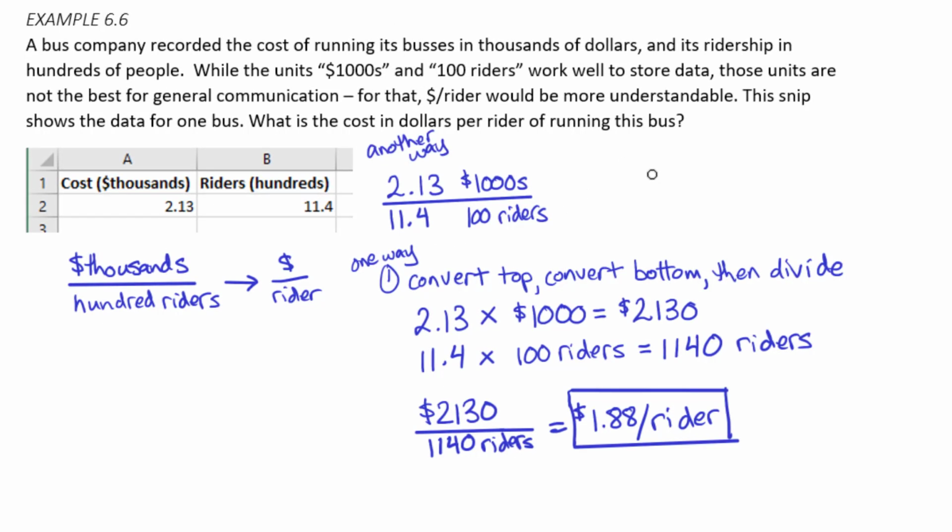Another way you can do the same thing is to combine these calculations. Starting from the 2.13 over 11.4, thousands over 100 riders, what you can do is convert by canceling units. I'm actually going to change this because I don't want it to be so confusing with everything running around. Let me just spell this out. So we're talking about thousands, and we're talking about 100 riders.